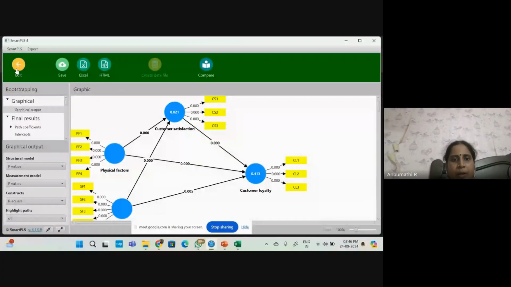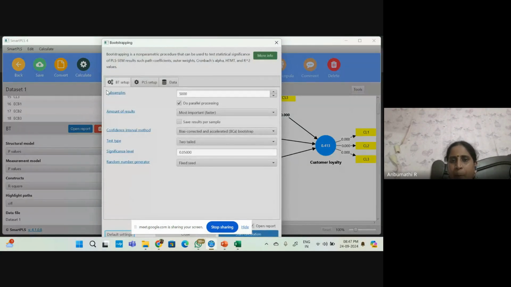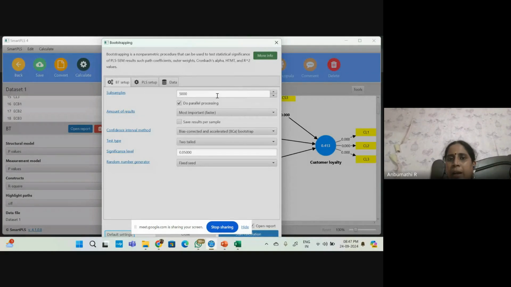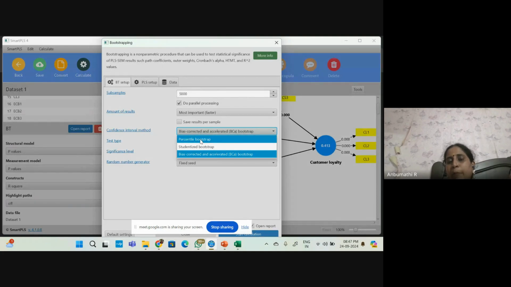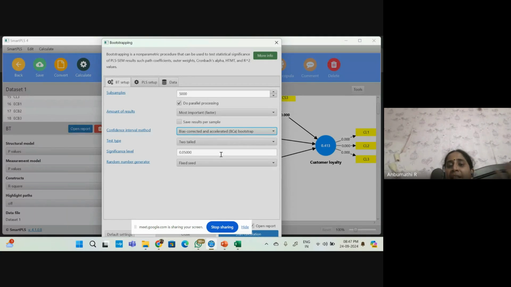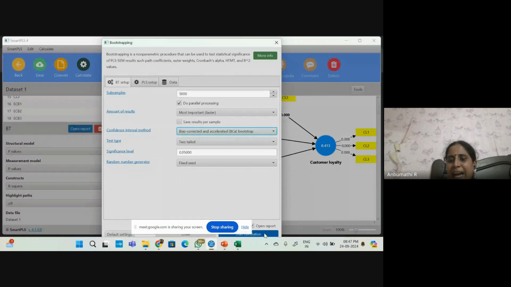Okay. So what I did is I went to Calculate and did the bootstrapping. Now is the pop-up screen visible? Yes, ma'am, now it is clear. So you need to have all the default values like 5,000. For the confidence interval method alone, the default is percentile bootstrap, but instead of percentile bootstrap, it is advisable to use bias-corrected and accelerated bootstrap, because when your data is either skewed or has bias, it will correct it on its own. That's all. After using this, you go for Start Calculation.